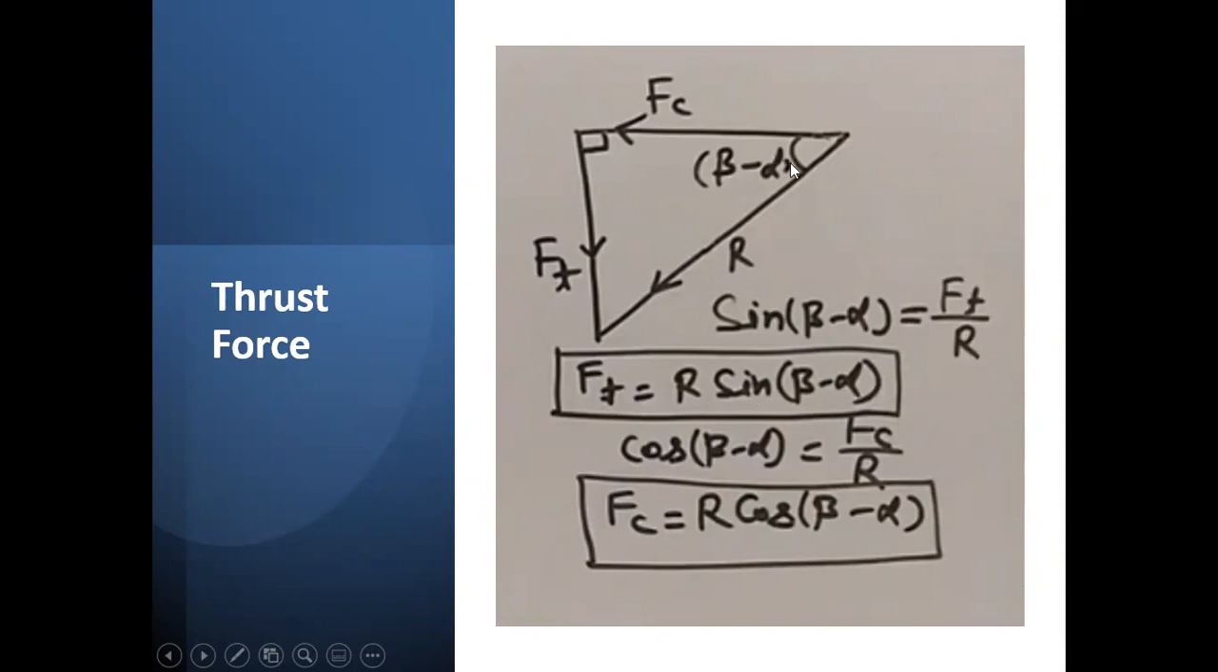For the same triangle we will use cos theta. Cos theta is equal to base divided by hypotenuse. In this triangle, as the angle beta minus alpha lies on this side of the triangle, it becomes the base, and the hypotenuse is again opposite to 90 degrees, that is R. So cos theta is equal to base divided by hypotenuse. Theta will be replaced by angle beta minus alpha. Base is F_C and hypotenuse R. When we cross multiply, we got the expression of the cutting force.